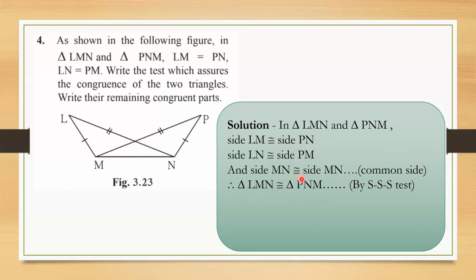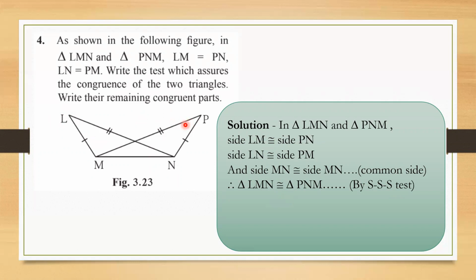Here also you can check 1-to-1 correspondence. L is coinciding with point P, M with N, and N with M. Okay, so both these triangles are congruent by which test? SSS test. So already we have three sides. Now what other remaining parts do we have to write down? If we have three sides, then the remaining parts of the triangle will be three angles. So angle L will be congruent to angle P.